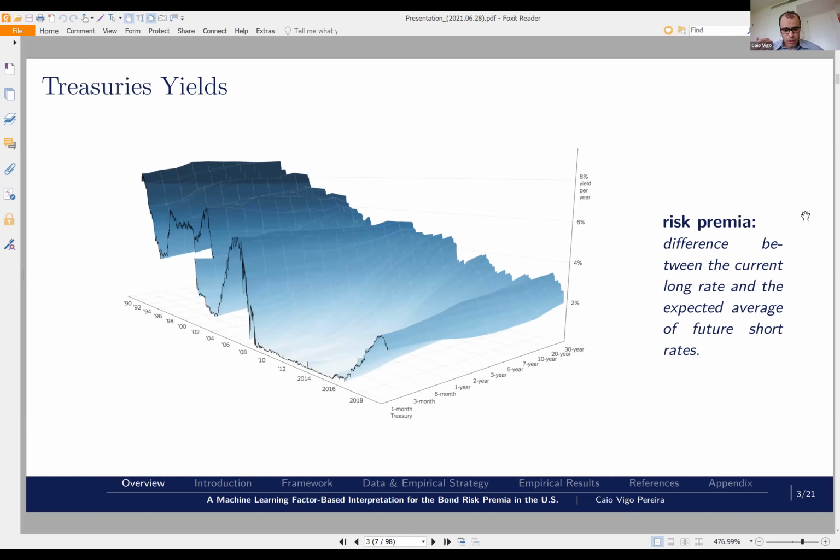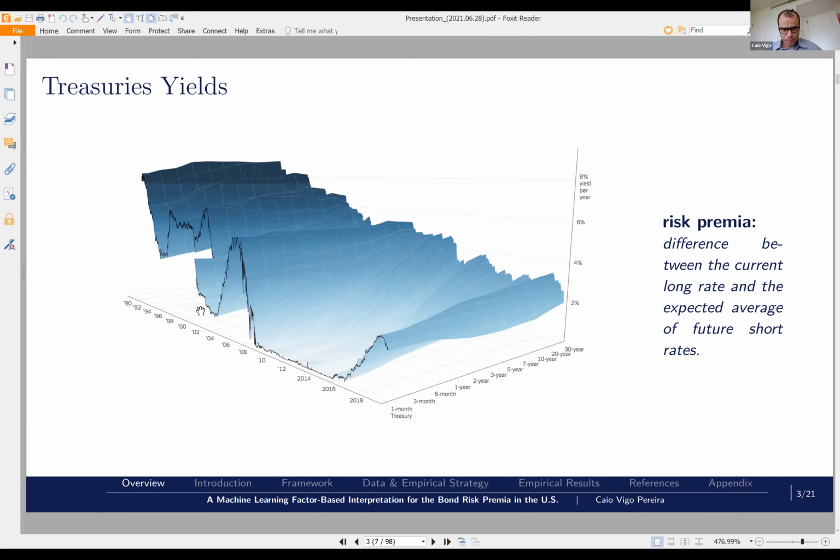So what is this risk premium that I'm talking about? First, I show here in this three-dimensional plot the famous yield curve. On this axis I have the years, spanning from the 1990s to the end of 2018. On this axis I have the different maturities of bonds, ranging from 1 month up to 30 years. And on the vertical axis I have the yield. When we see this yield curve, we see the whole U.S. history collapsed in it.